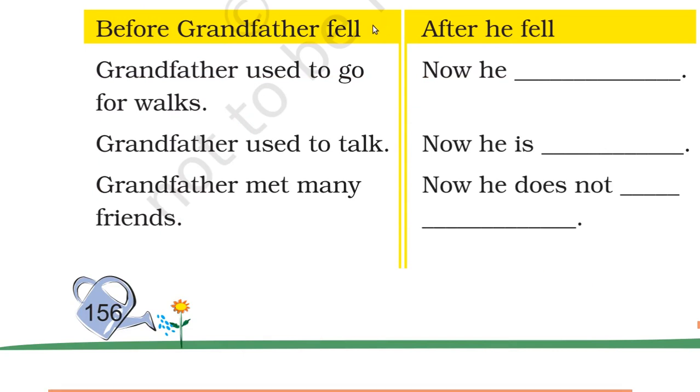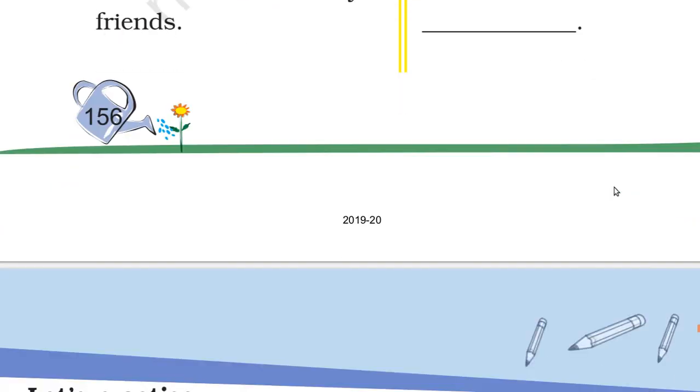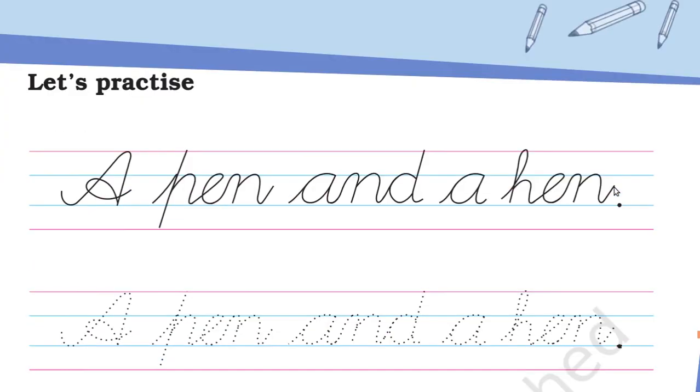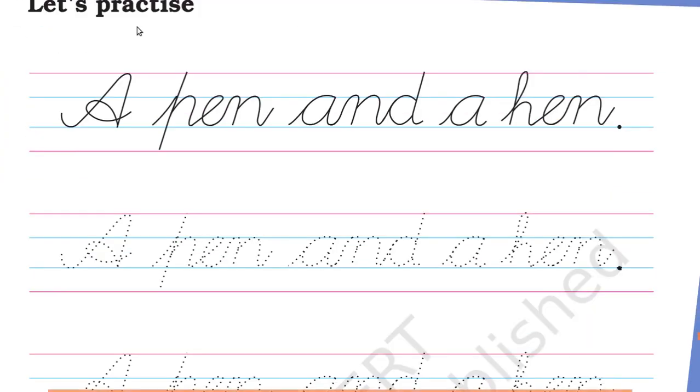Before grandfather fell, after he fell. Grandfather used to go for a walk. Grandfather used to talk. Grandfather met many friends. Now he does not. Let's practice.